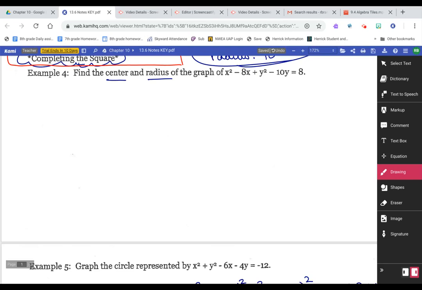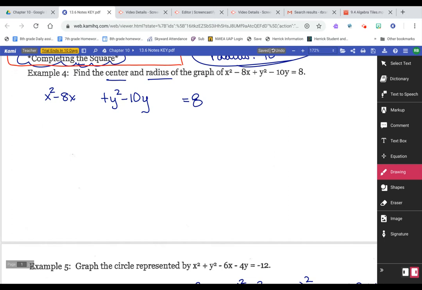For example 4, we're going to find the center and the radius of a graph of x squared minus 8x plus y squared minus 10y equal to 8. We are going to use the method of completing the square to figure out what the center and the radius is. Let's rewrite this equation with some spaces. So I'm going to write x squared minus 8x, and I'm going to leave a space because I want to complete the square for that portion. Then I want to write plus y squared minus 10y, leave a space because I have to complete another square, equals 8.